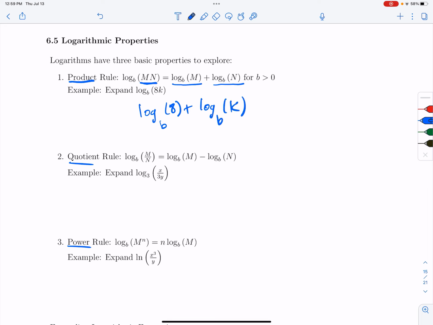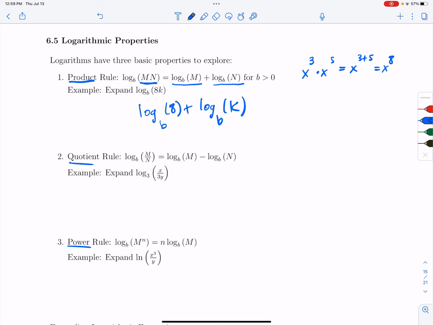And one way to remember this is logs correspond closely with exponents. Let me make sure I have this correct. If I have x to the 3rd times x to the 5th, what we do is we add those together. So when I'm multiplying those bases that are the same together, I add those exponents.